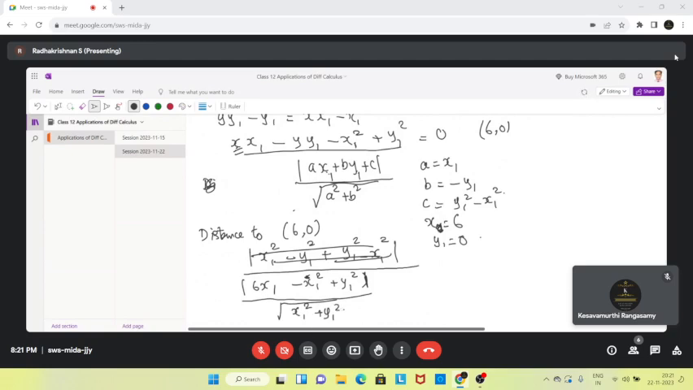Okay, so this is what you get as the equation of the distance to this point, where y1 equal to 0.